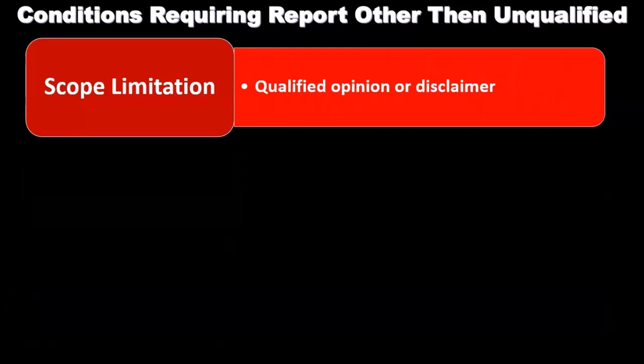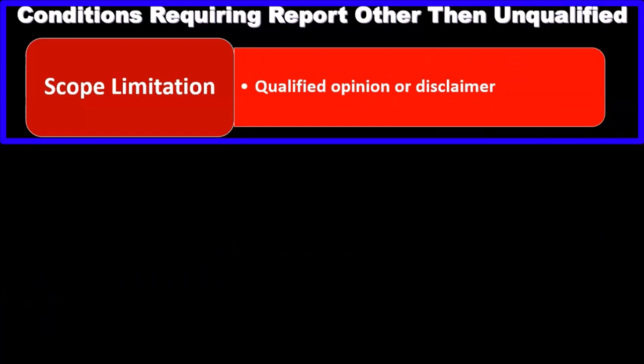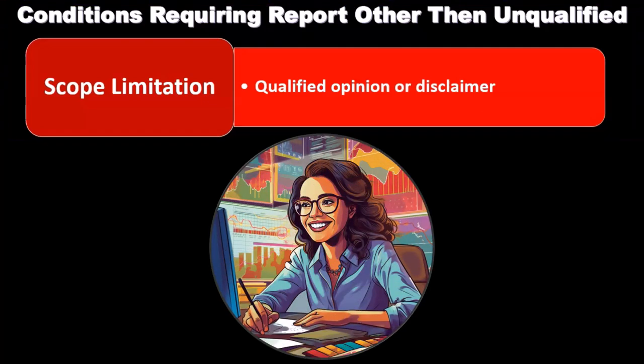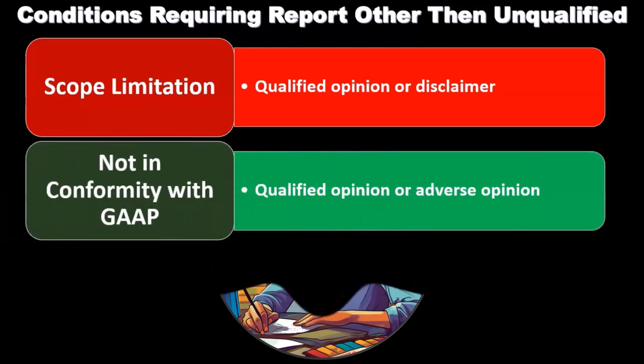So then what would we do about it? What would happen if there was a scope limitation? Well, if there's a scope limitation, we'd have a qualified opinion or a disclaimer of opinion, right? If it was a scope limitation, we could say, hey, there's just one piece that we couldn't audit, and therefore we're going to have this qualification that we couldn't audit that one piece and tell the reader that. However, if it's a large piece, if it's very significant, then we're just going to have to say, hey, we couldn't complete the audit to our satisfaction. Therefore, we have to issue a disclaimer opinion given the scope limitation.